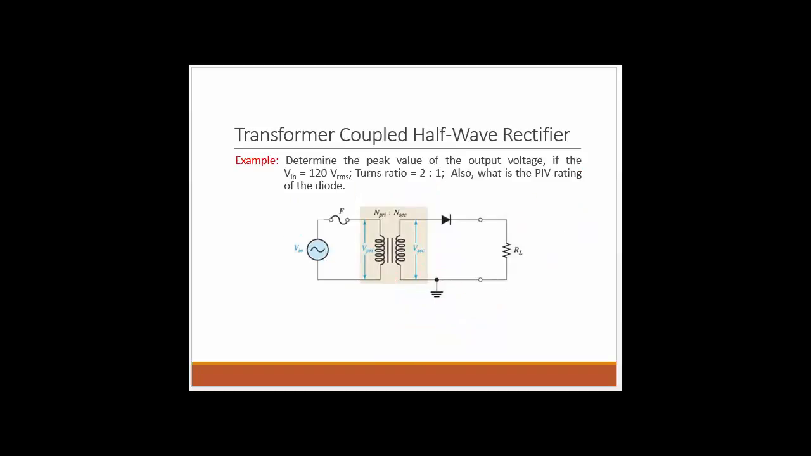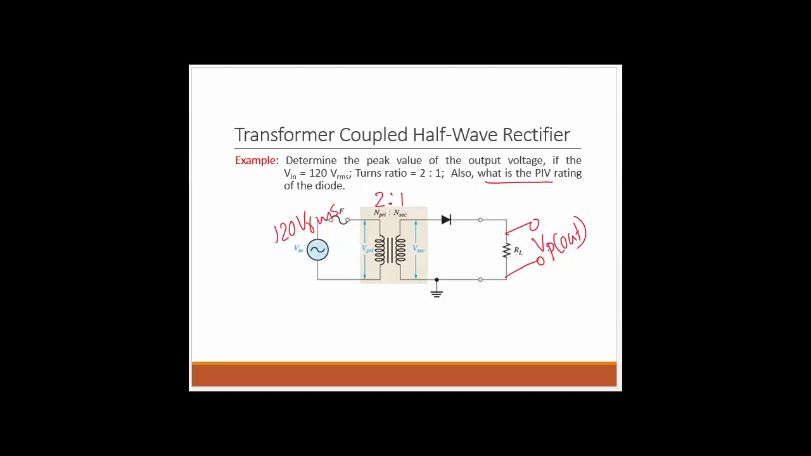So let's do this example. It's asking to determine the peak value of the output voltage. That means it is asking for the peak output voltage across this load resistor if the input voltage is 120 volts RMS and the turns ratio is given as 2:1, and it is also asking for the PIV rating.